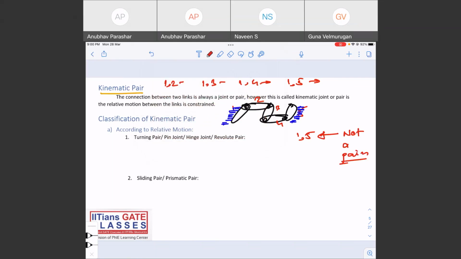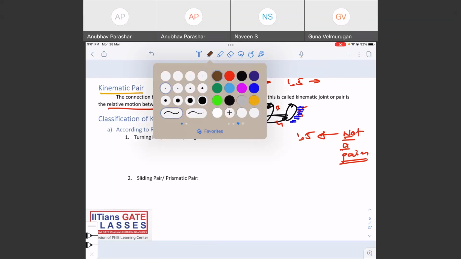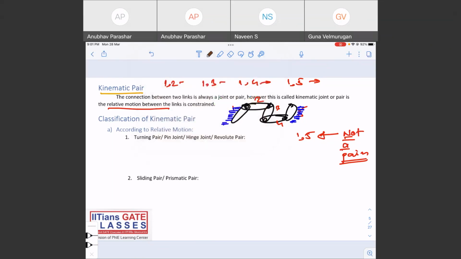Why? Both of them are fixed. If both of them are fixed, what is going to happen? There is no relative motion between them, and if there is no relative motion between them, then it is not going to be a pair. Okay, so we'll develop this concept in future slides. Now, all the relative motions we are talking about should be constrained, either completely constrained or successfully constrained.